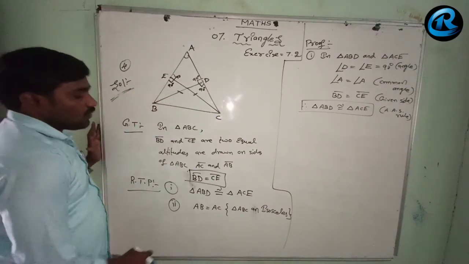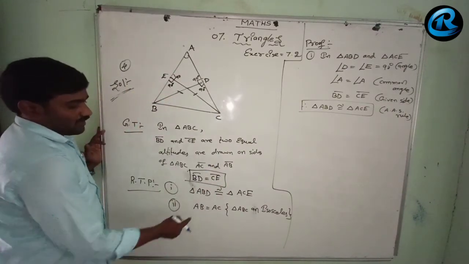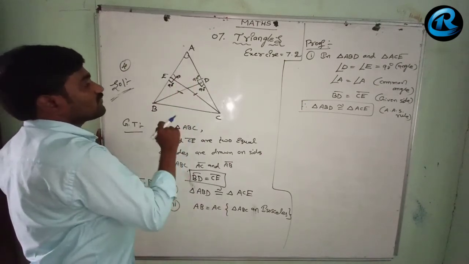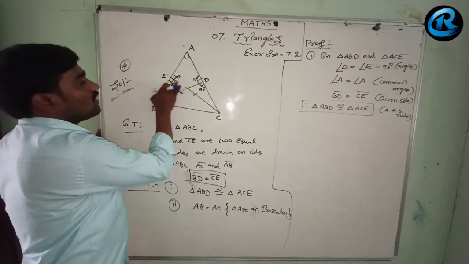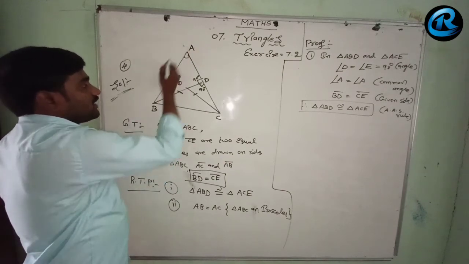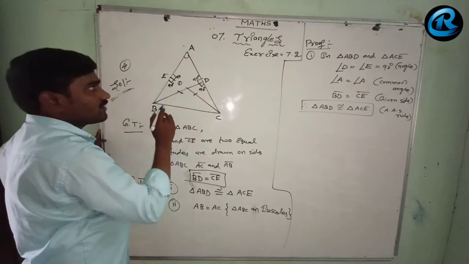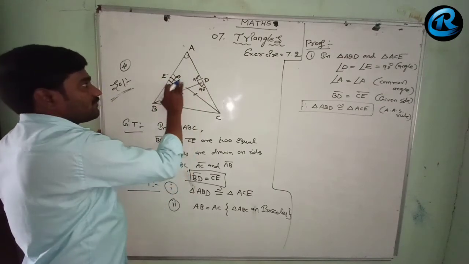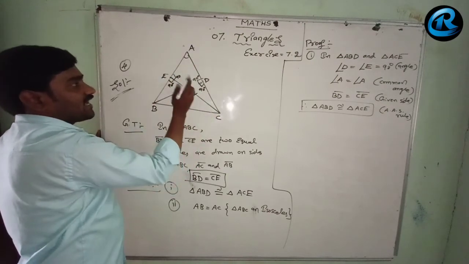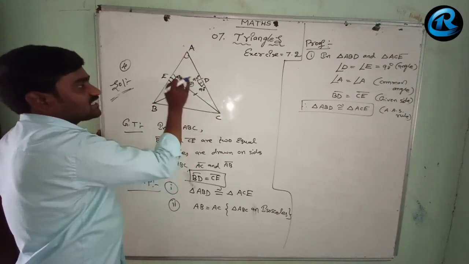Now, how can we prove that AB is equal to AC? What sides have we taken? First we have taken this triangle, that is ABD, so in that AB side came. Next we have taken triangle ACE, so in that AC side came.